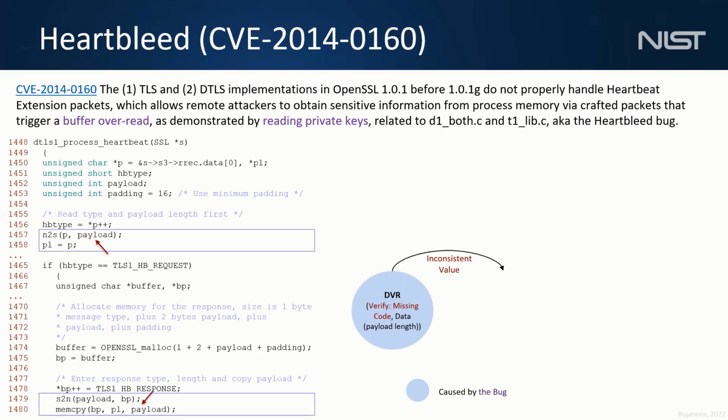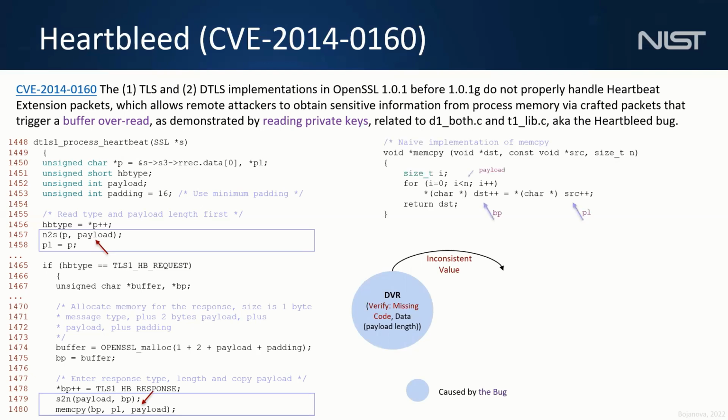Memcopy reads payload number of bytes from the object pointed by PL and copies them to the object pointed by BP. BP and PL are passed by reference by DST and CRS, and the huge payload length is passed by the argument N. First, 1 byte is read from PL and copied to BP. Then, until the huge payload length is reached, both pointers move 1 byte up, and the newly pointed by PL byte is read and copied.